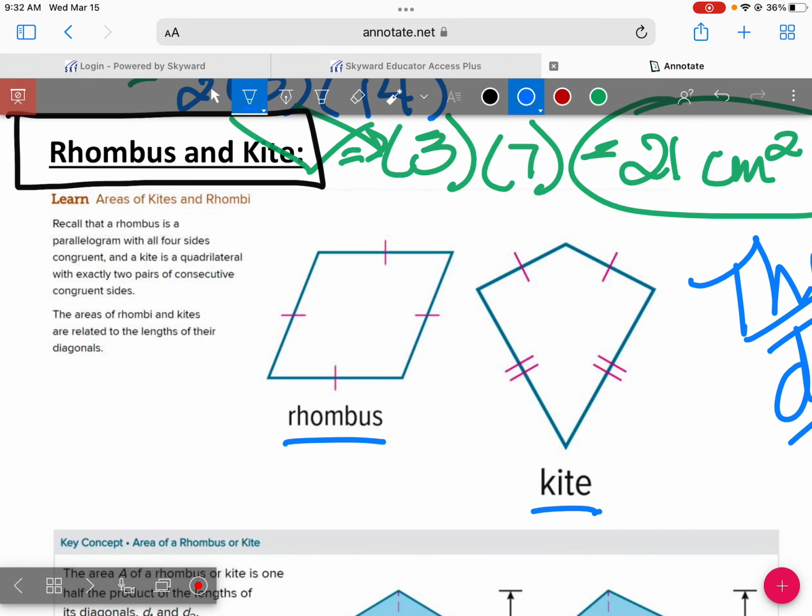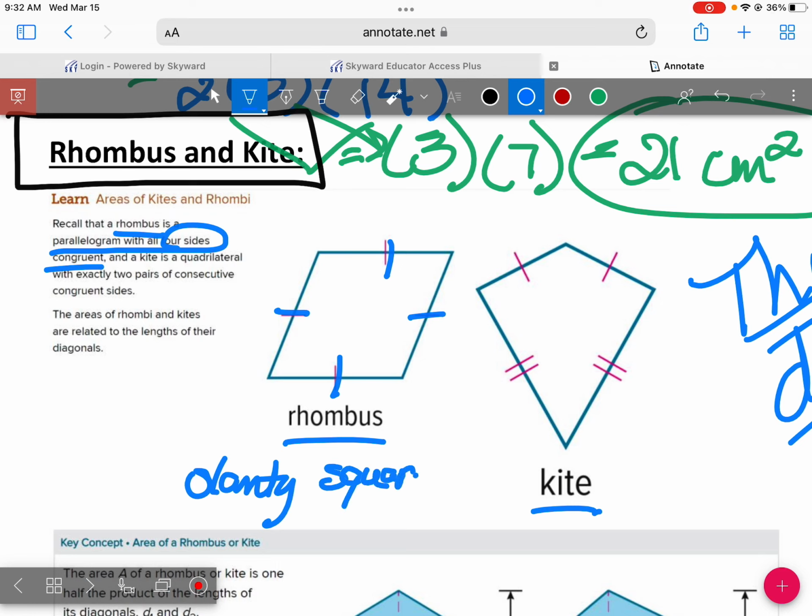Before I tell you why, though, it says a rhombus is a parallelogram with 4 sides that are congruent. That's what this means. They are all the same length. So it is a slanty square, basically. It's a square that's been pushed over to the side. Okay? And a kite, this is like an old-timey kite. So the top 2 sides are congruent, and these bottom 2 are congruent.